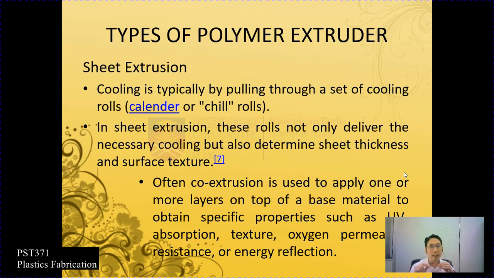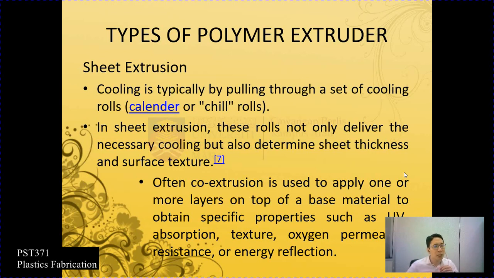Okay, untuk dapatkan thickness yang awak nak, dalam masa yang sama, some of the roller tu bagi texture. Texture dia macam rough surface, ada bentuk macam-macam lah. Okay, kita bagi macam embossing effect. Often cold extrusion is used to apply one or more layers on top of the base material to obtain specific properties such as UV absorption, texture, oxygen permeation resistance or energy reflection.